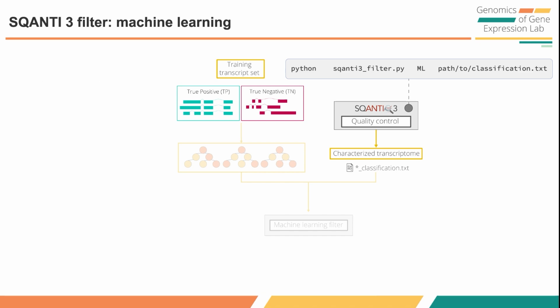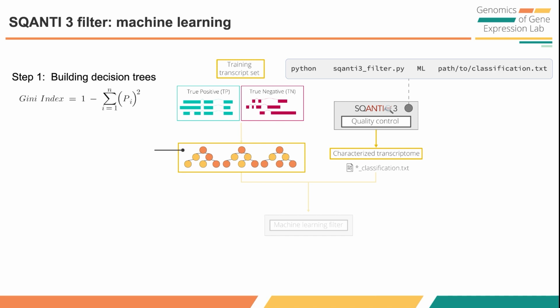The true sets will be split for training and testing the random forest model, by default, 80% for training and 20% for testing. After getting the labeled training and testing data, the random forest classifier is built through the following steps. Step 1. Building decision trees.